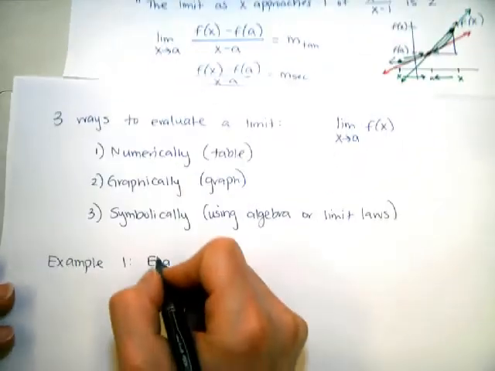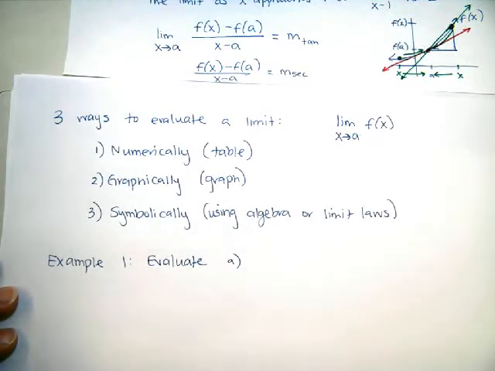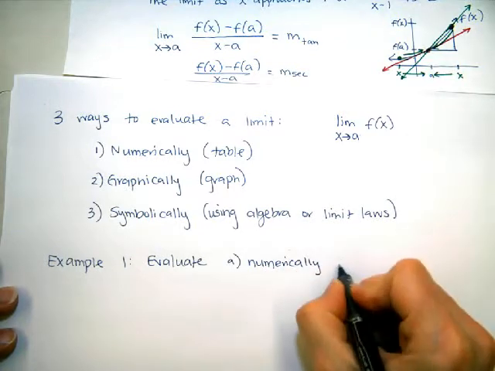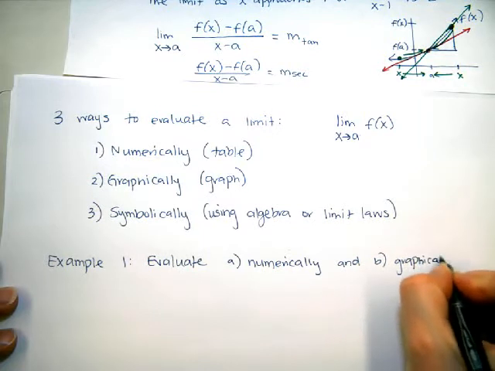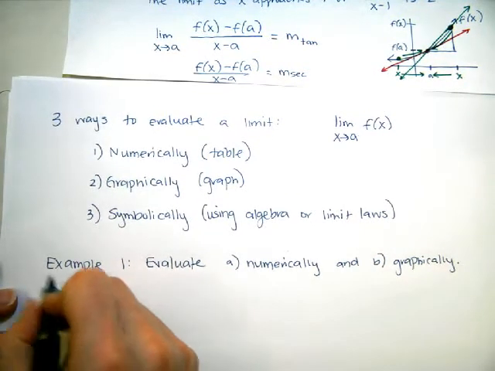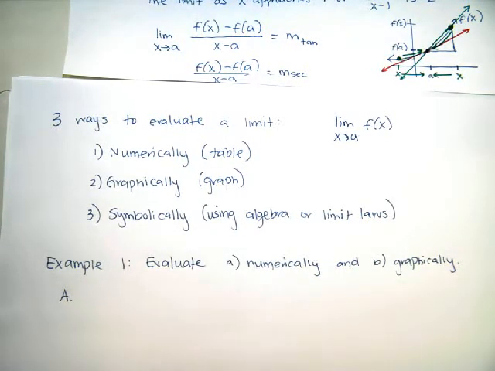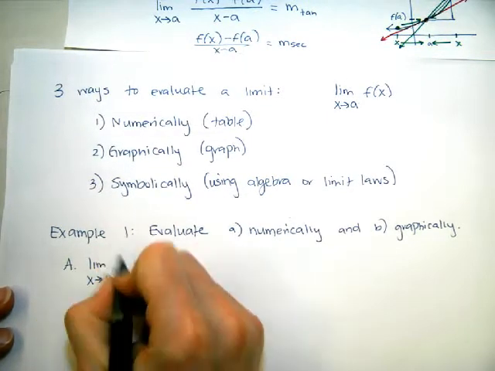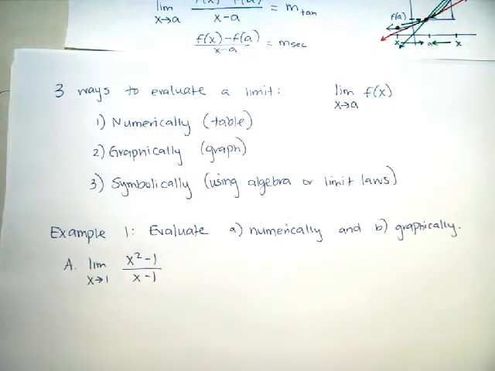Evaluate. Right now, we're just going to start with numerically and graphically. I'll do capital A for example A. Let's start with the limit as x approaches 1 of x squared minus 1 over x minus 1. Now, I realize we did that one numerically already, but I want to show you what it would look like if we evaluated this limit graphically.